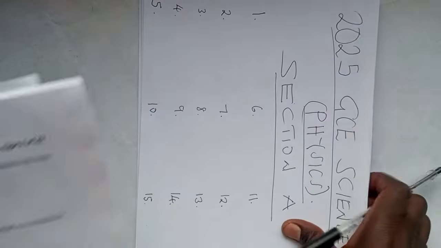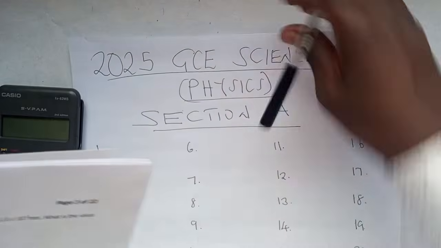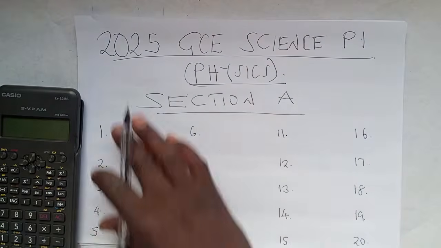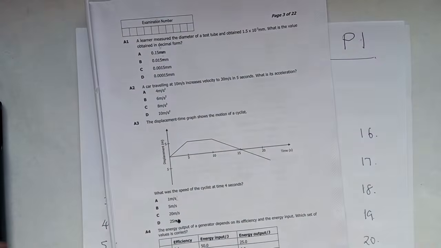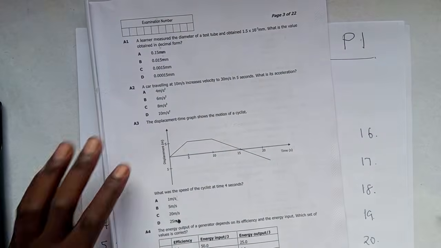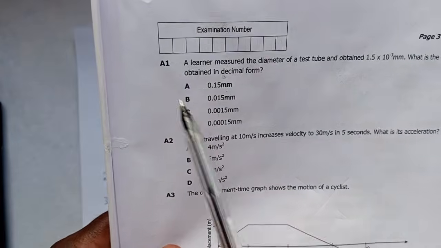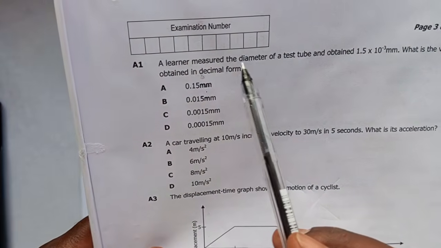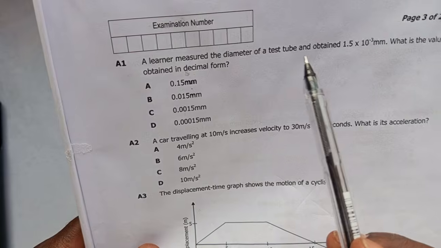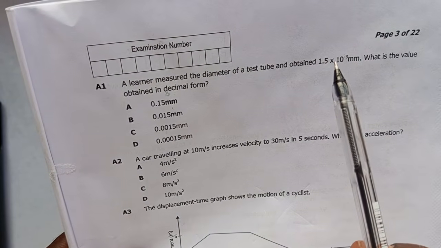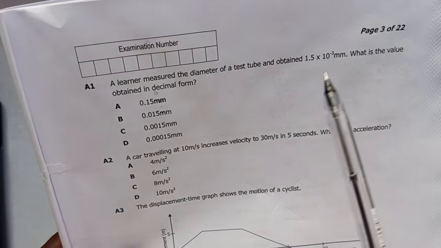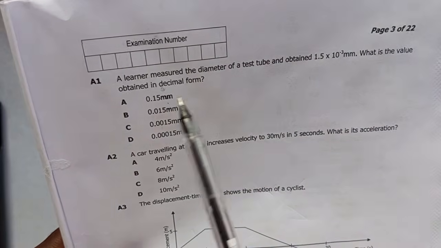Okay, so we get started, and in this section we are going to be able to answer all the questions. So we start with question 1. Question 1 says, a learner measured the diameter of a test tube and obtained 1.5 times 10 to the power negative 3 millimeters. What is the value obtained in decimal form?